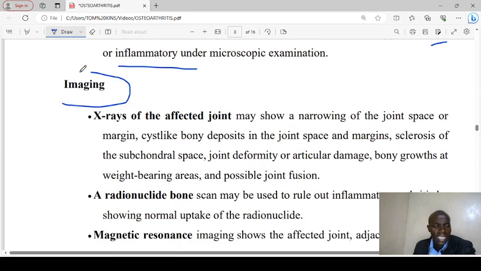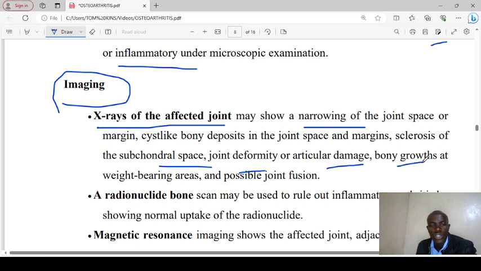From laboratory, we go to imaging. In imaging, we're interested in the x-ray of the affected joint, which may show narrowing of the joint space or margin, or crystal-like bone deposits in the joint space and margins, sclerosis of the subchondral space, joint deformity, articular damage, bone growths at the weight-bearing areas, and possibly joint fusion.